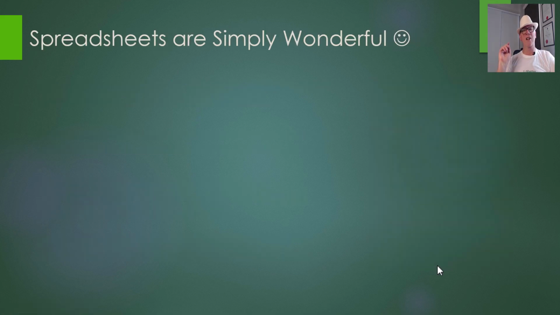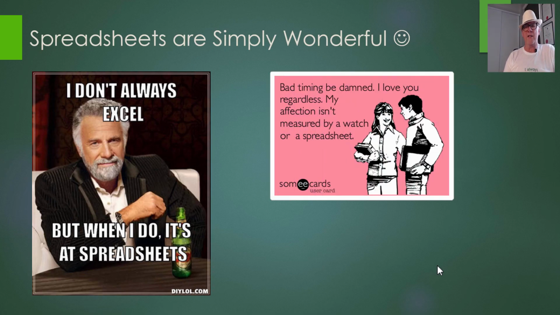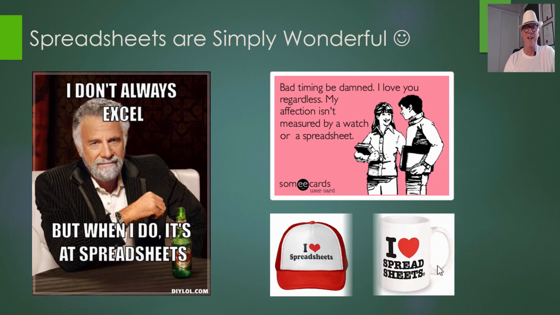But spreadsheets are just wonderful. They can do so many things. And he doesn't always excel. I always excel. Can you see that? I always excel. But when I do, it's at spreadsheets. Bad timing be damned. I love you regardless. My affection isn't measured by a watch or a spreadsheet. Now that's the thing to say to someone.